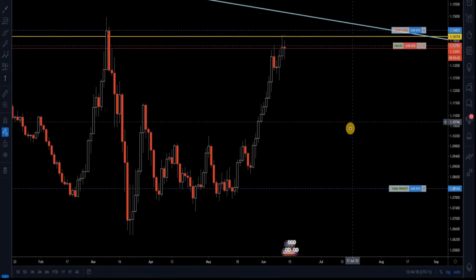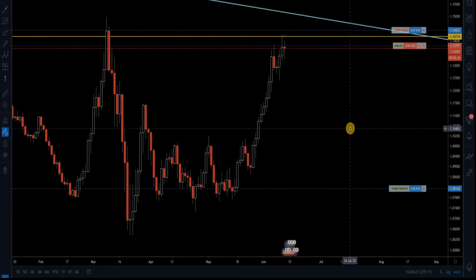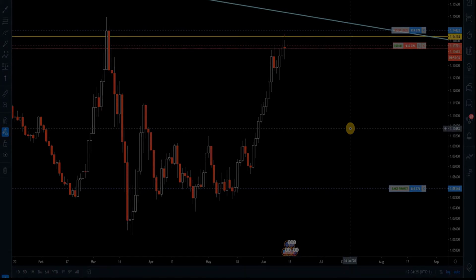The next step is to get to break even. If that doesn't happen, obviously we're then out of this trade with a loss. But let's see how we go.